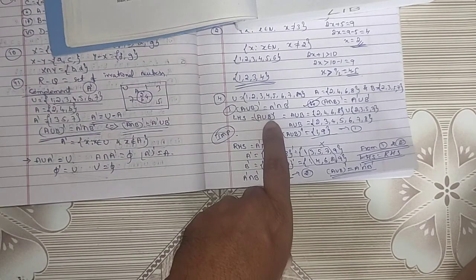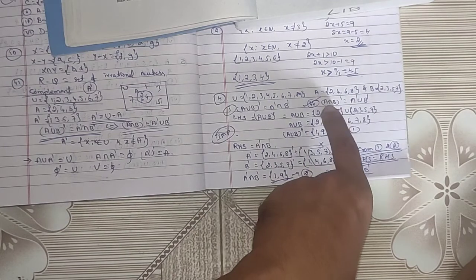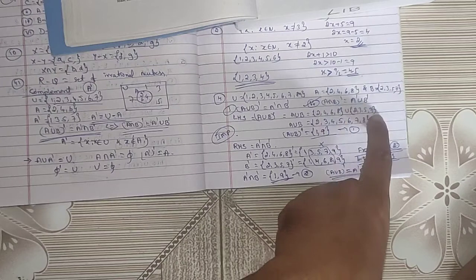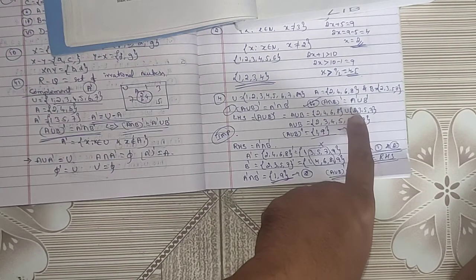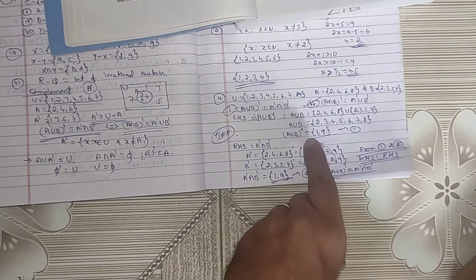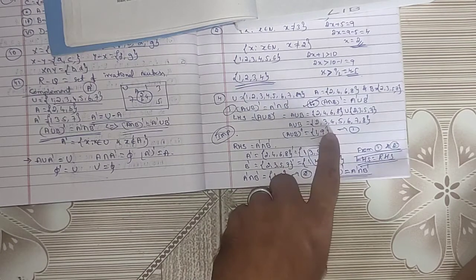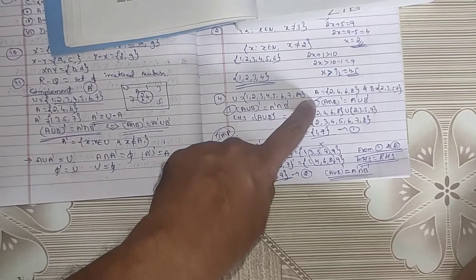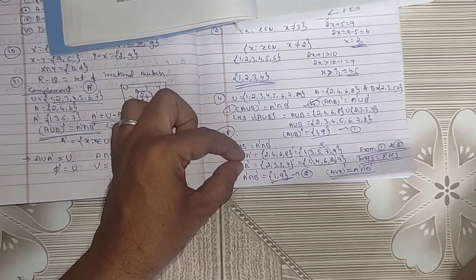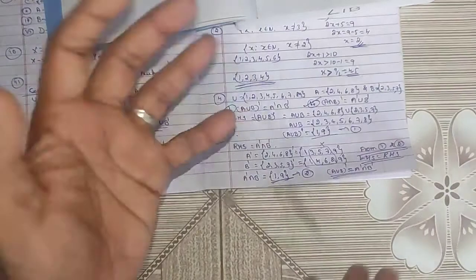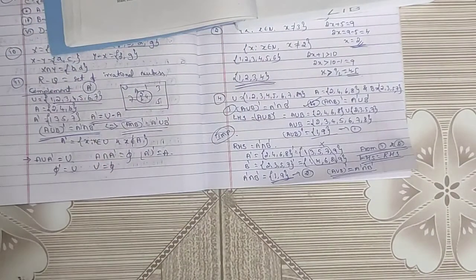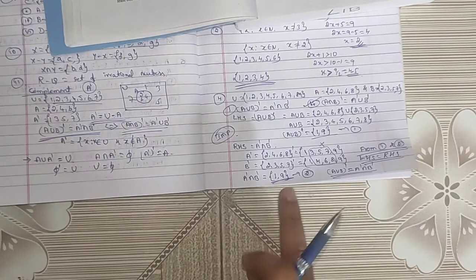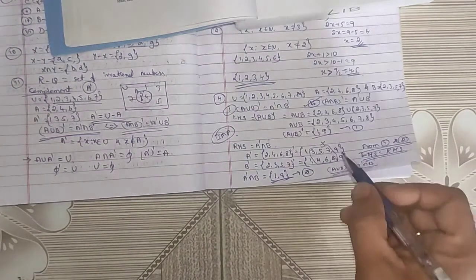Here, the second problem is (A intersection B) complement. First I have to find A intersection B. Which is the common term here? Only 2 is common. Then the complement of A intersection B: leaving the 2, you write all the elements: 1, 3, 4, 5, 6, 7, 8, 9. Then find A complement and B complement, and then find the union. You will get the same: 1, 3, 4, 5, 6, 7, 8, 9.